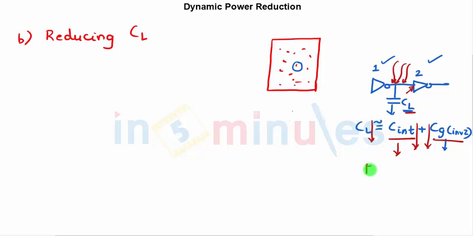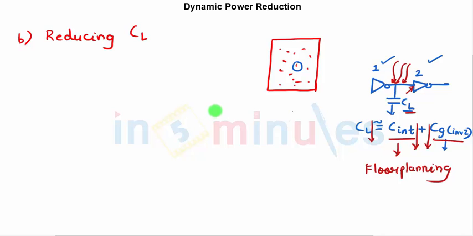So interconnect capacitance is technically reduced by floor planning. Again, we are not going into the details of this. Floor planning can help us in reducing the interconnect capacitance. Floor planning will tell us exactly how you want your circuit or your interconnects to be connected with different blocks on your IC.